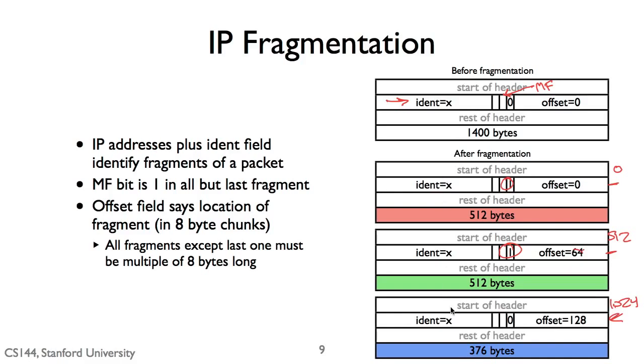The ident field is identical in all 3 fragments, and so an endpoint receiving these 3 fragments can properly reassemble the original IP datagram. The combination of the ident field and the source address is what allows it to cluster these 3 fragments together. And since the offset field is encoded in 8-byte chunks, each of these fragments must be a multiple of 8 bytes long, except for the last one.